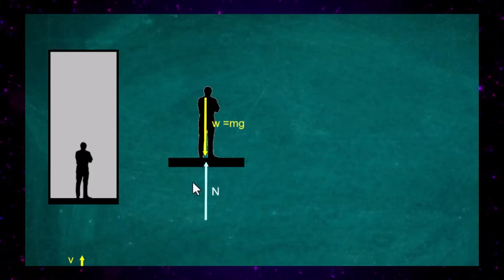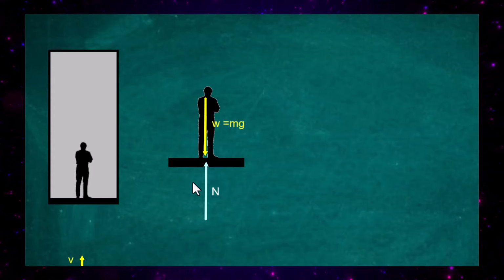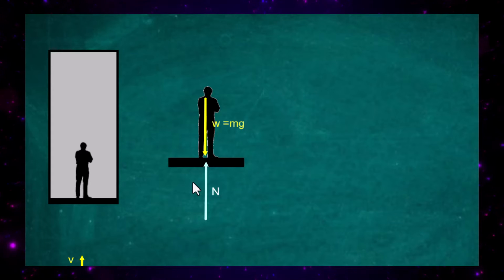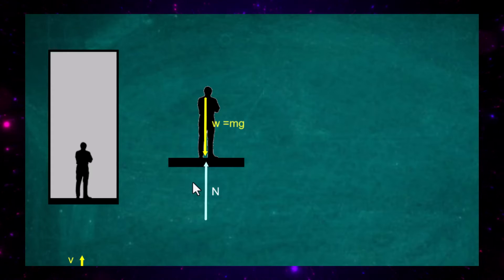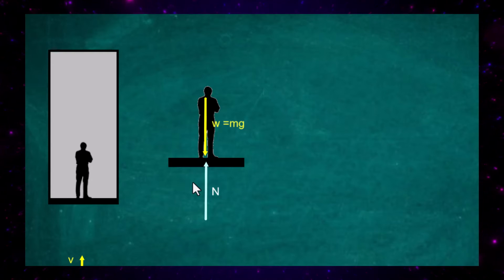And that gives you a clue, because as the floor pushes up on the man, presumably it's pushing up on a weighing scale. It's squashing the springs. So the normal force is going to give you an indication on the scale of the person's weight.